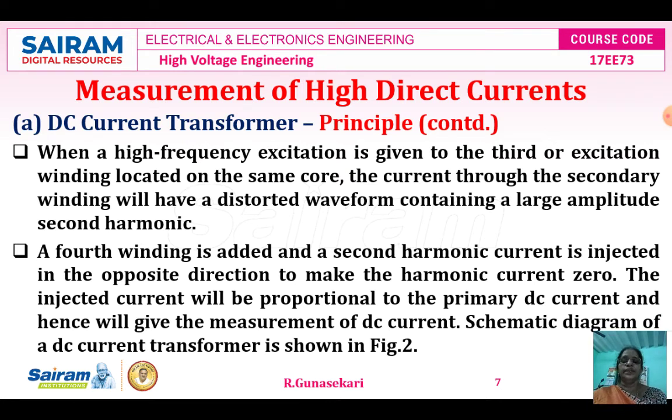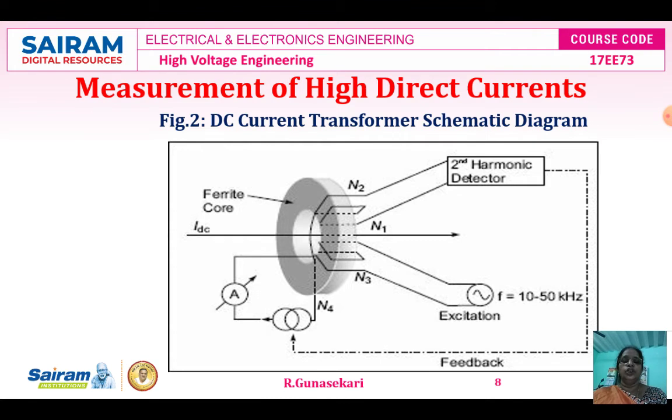A fourth winding is added and a second harmonic current is injected in the opposite direction to make the harmonic current 0. The injected current will be proportional to the primary DC current, and hence it will give the measurement of high direct current. The schematic diagram of the DC current transformer is shown in figure 2. Now you see the figure.